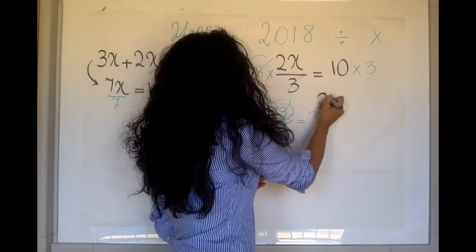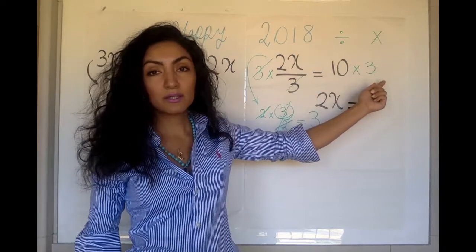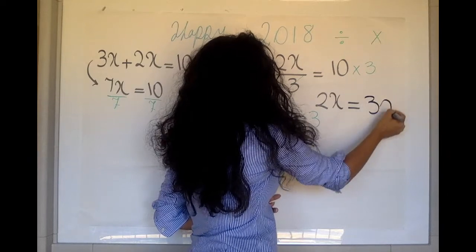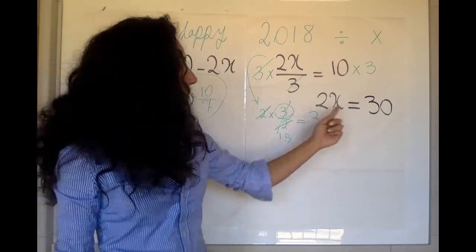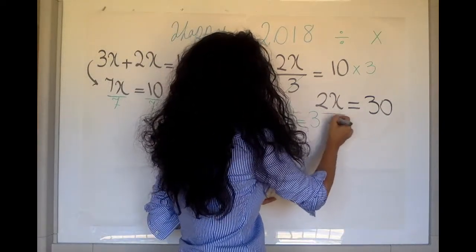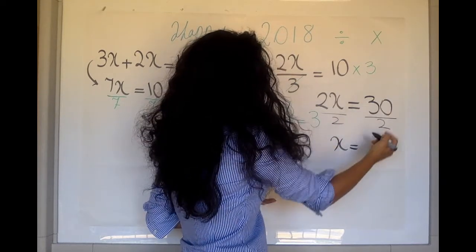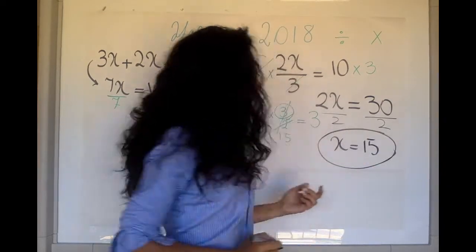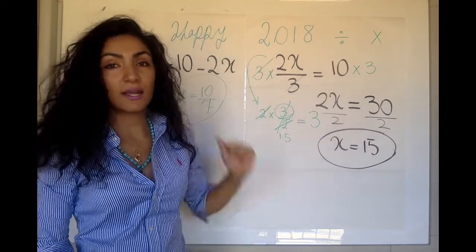So we have 2x equals, what do we have there? 10 times 3. What is 10 times 3? Well, it's 30. And the final part: 2x equals 30. What is x? Of course, we divide both sides by 2. So x equals 30 divided by 2, which is 15. Great. That's how we do the division in algebra.